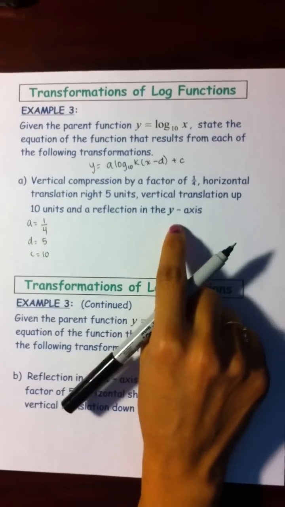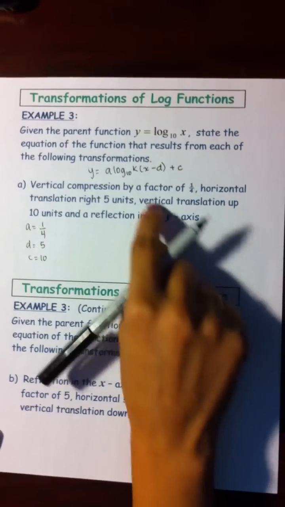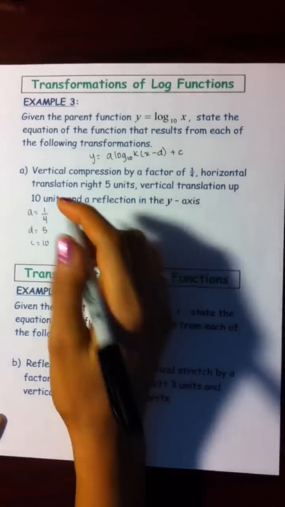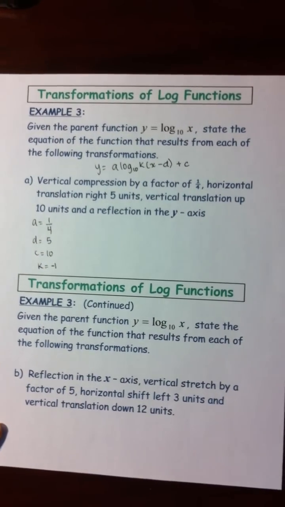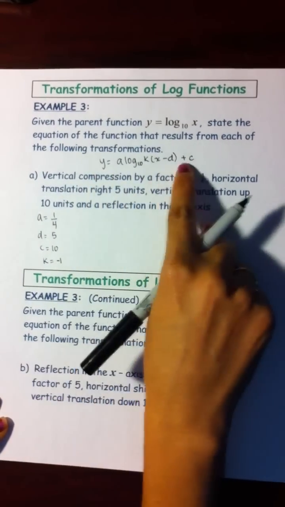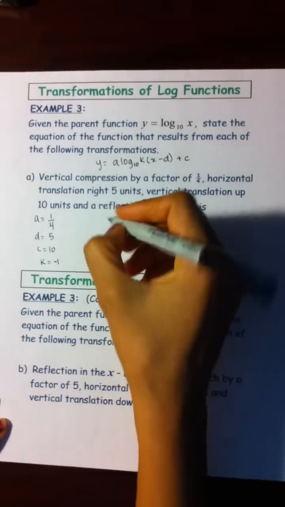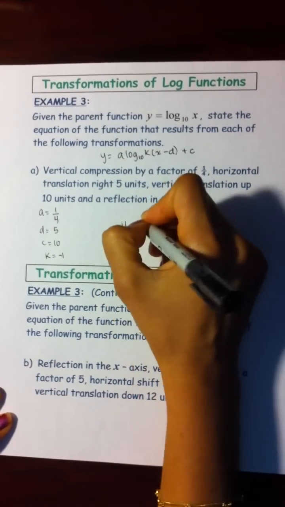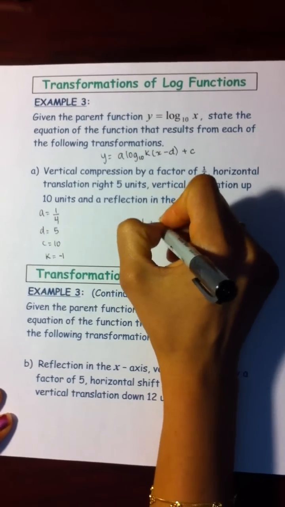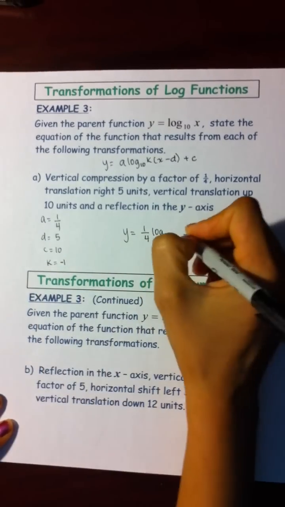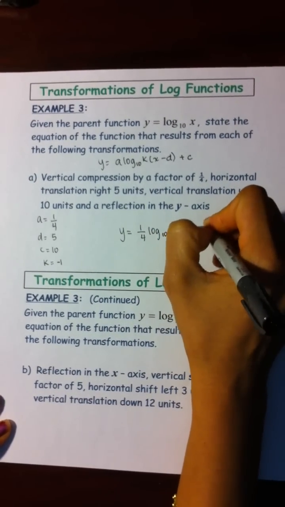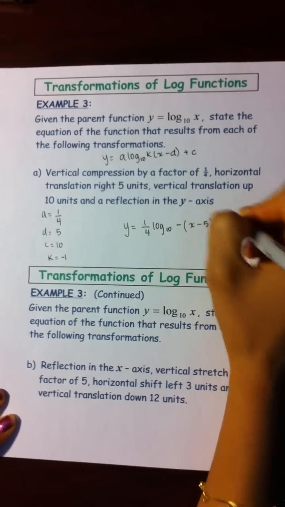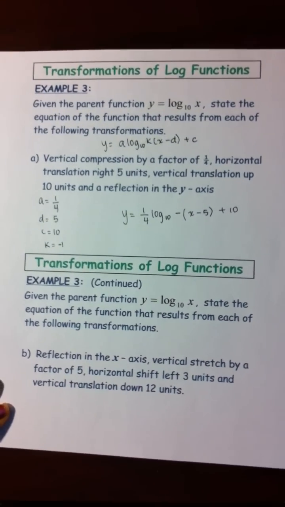And I have a reflection in the y-axis. So reflection in the y-axis affects my k value. So k is going to equal -1. So once we have all that filled in, we're just going to go ahead and plug it into my transformed equation. So y equals 1/4 log base 10. K is negative, so it's going to be a negative x minus 5, plus 10. So that is my transformed function.